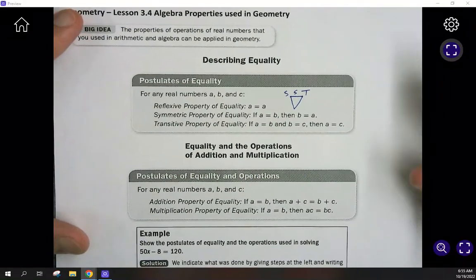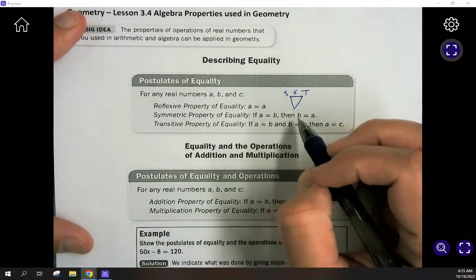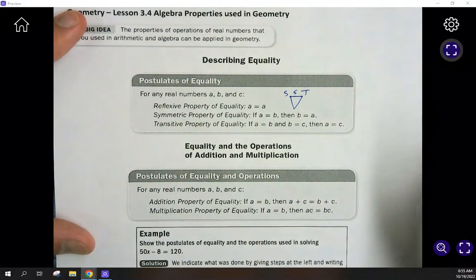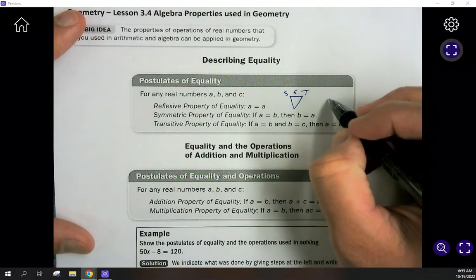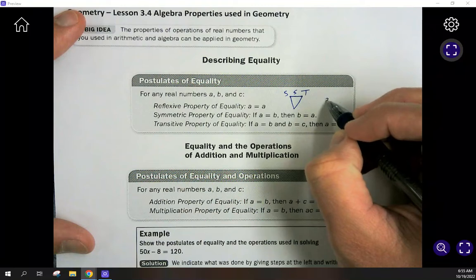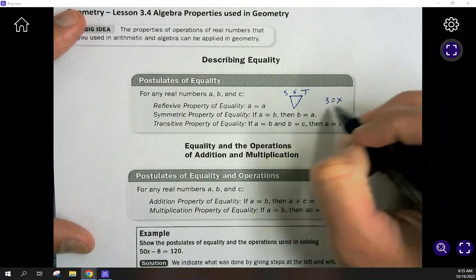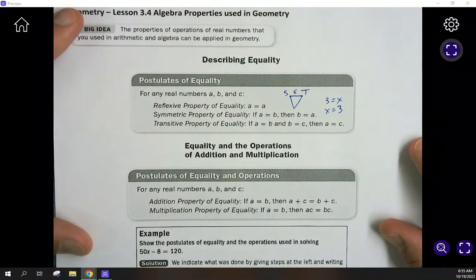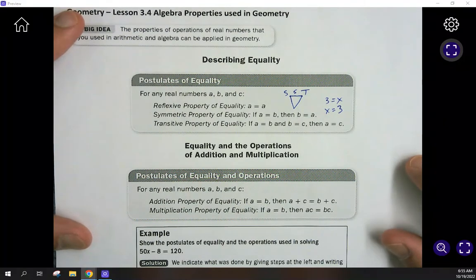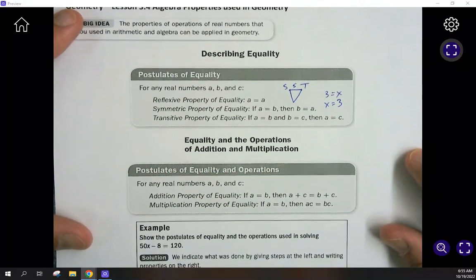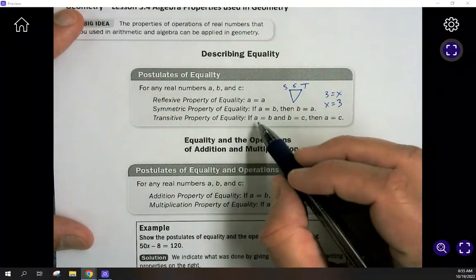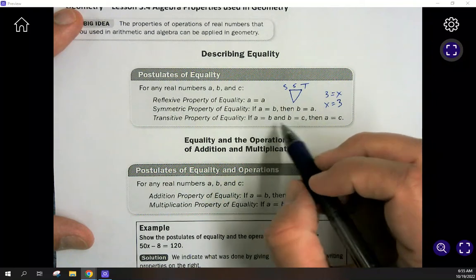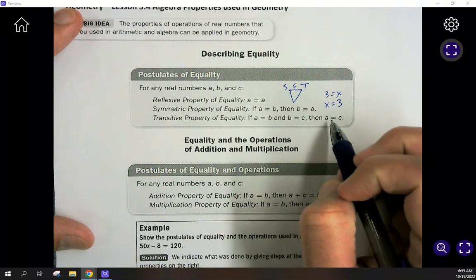The symmetric property of equality says if A equals B, then we know B equals A. In algebra, we would look at that as saying you can write something as 3 equals x, or you can say x equals 3, and those mean the same thing. That's the symmetric property of equality. And then the transitive property, a little more useful. If A equals B and B equals C, so we're using all three letters here, then we know A equals C.